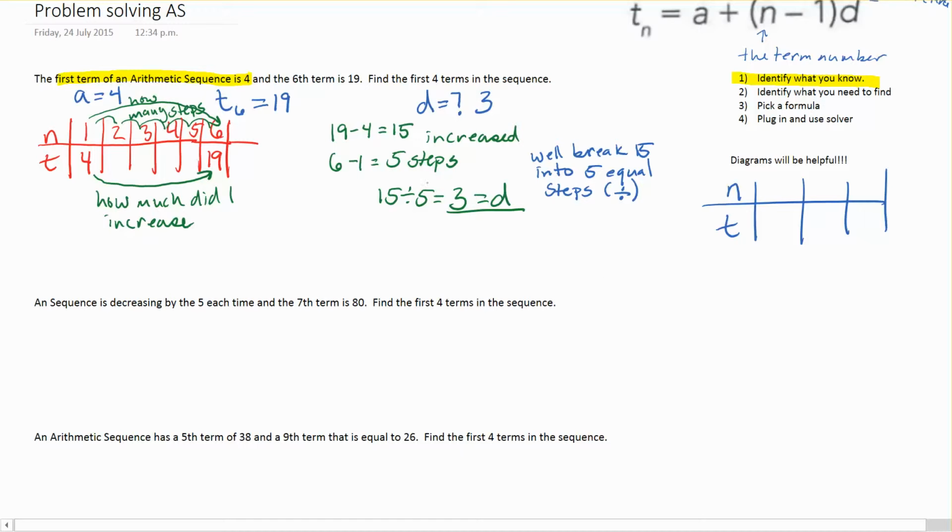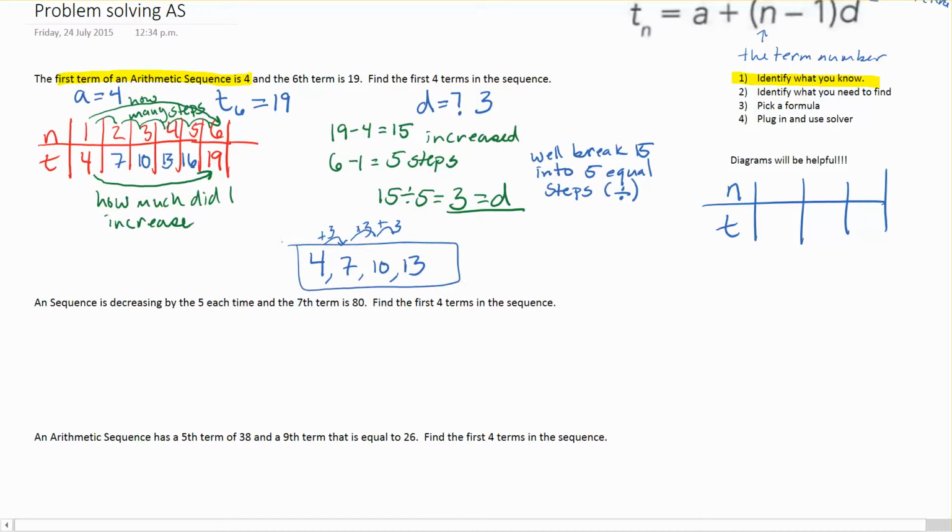And here I know that it's positive, and that makes sense because 4 to 19 I'm increasing, so it should be a positive d. So if I want to figure out what the first 4 terms in the sequence are, the first one is 4, and then I can go plus 3. That gets me to 7. Go plus 3 again will get me to 10. And plus 3 one more time will get me to 13. So here it's 4, 7, 10, 13, plus 3 would get me to 16, plus 3 would get me to 19, and on you go.